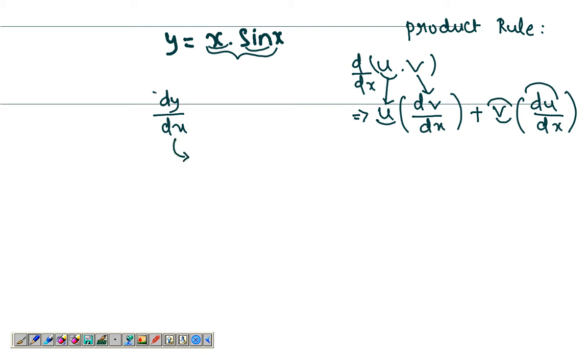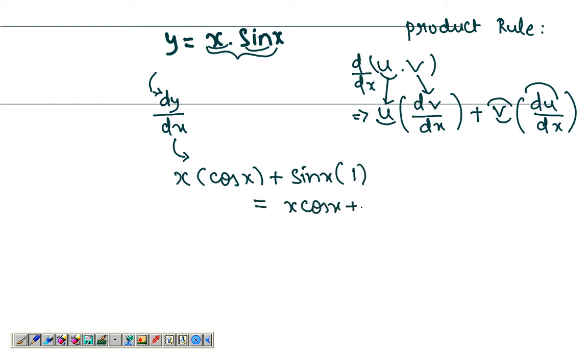Now in this case, let's find dy by dx here. We have x times sine x. Let's take x as the first function. You can take any function as the first function. And the derivative of sine x is cos x, plus the second function as it is, and the derivative of the first function, which is 1. So you get x cos x plus sine x as the answer.